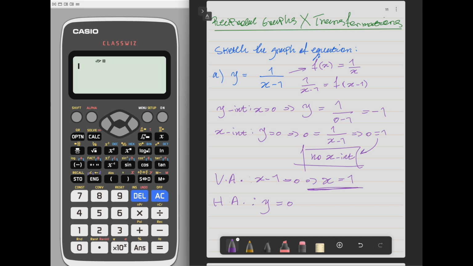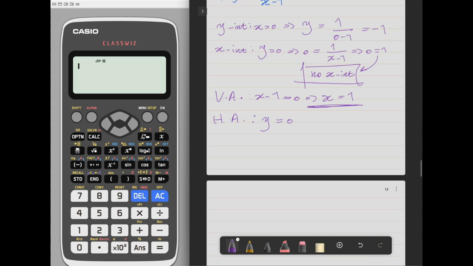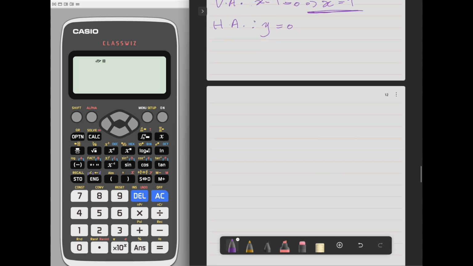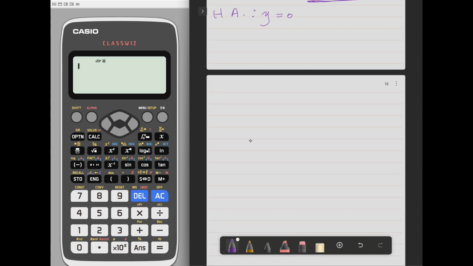And we know that the sketch of f of x minus 1 will be the same as the sketch of f of x, but moved 1 unit to the right. So this is how it's linked to transformations. And you can just imagine the graph of 1 over x, and move it 1 unit to the right and see whether your sketch is right or not.